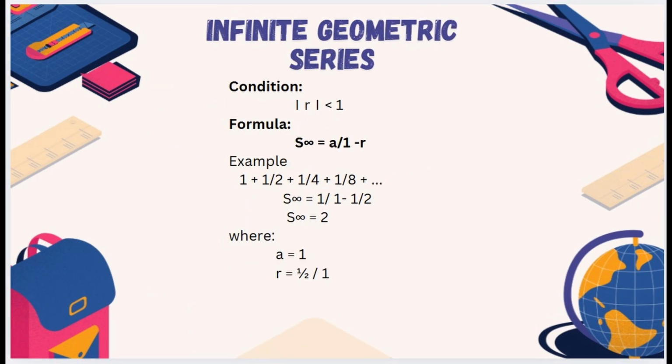Infinite geometric series. If the absolute value of the ratio r is less than 1, the series converges. The formula for the sum to infinity is S infinity equals a over 1 minus r. For example, in the series 1 plus 1/2 plus 1/4 plus 1/8, where a is 1 and r is 1/2, the sum is 1 divided by 1 minus 1/2, which equals 2.